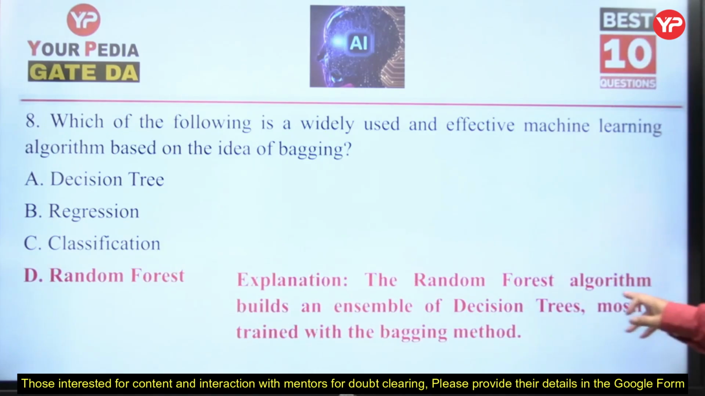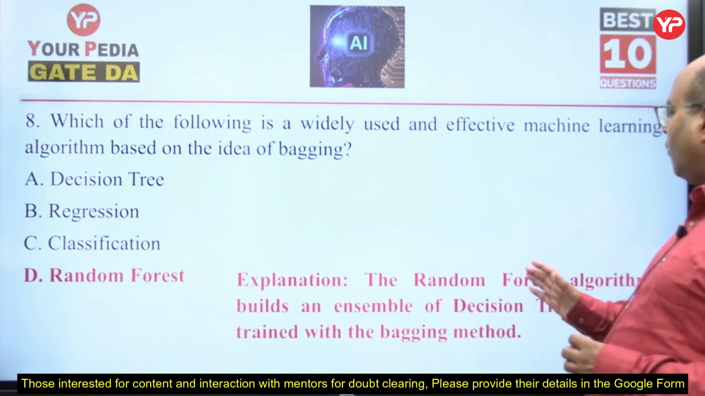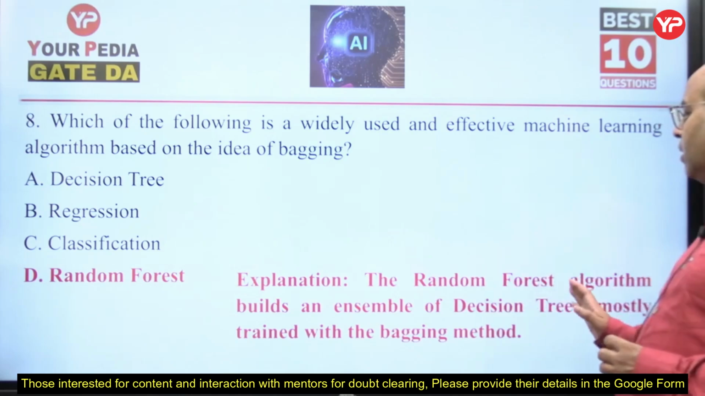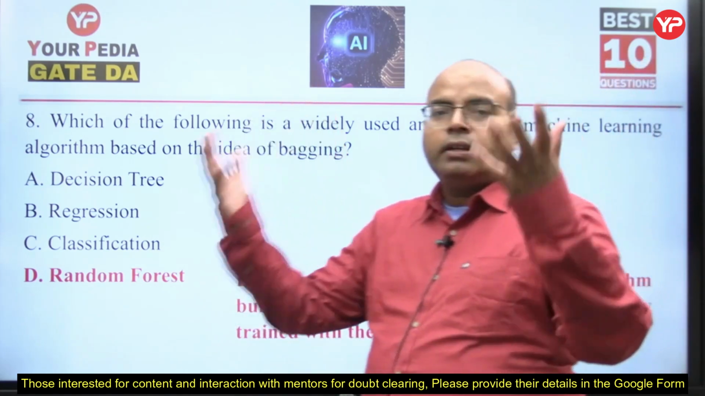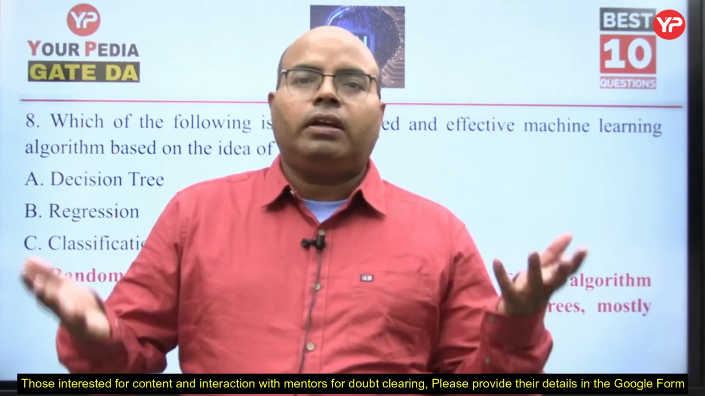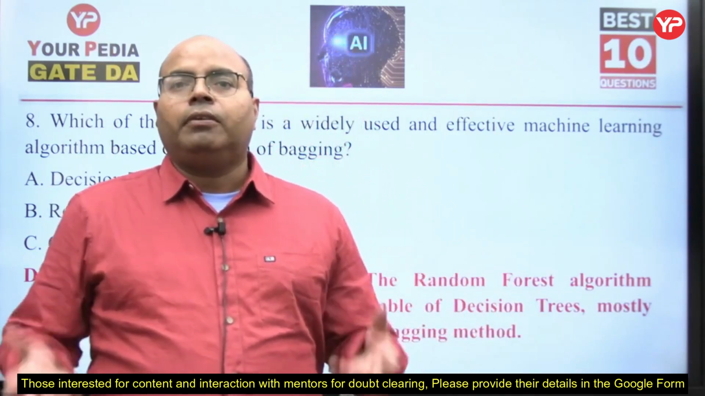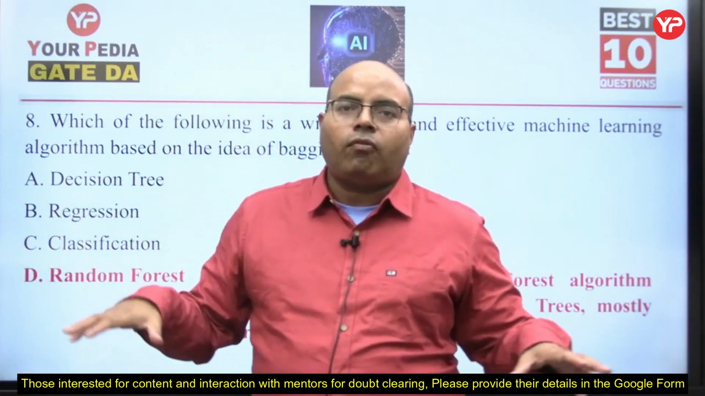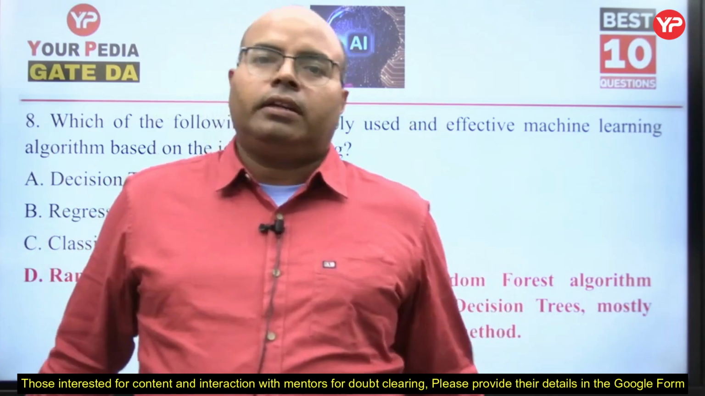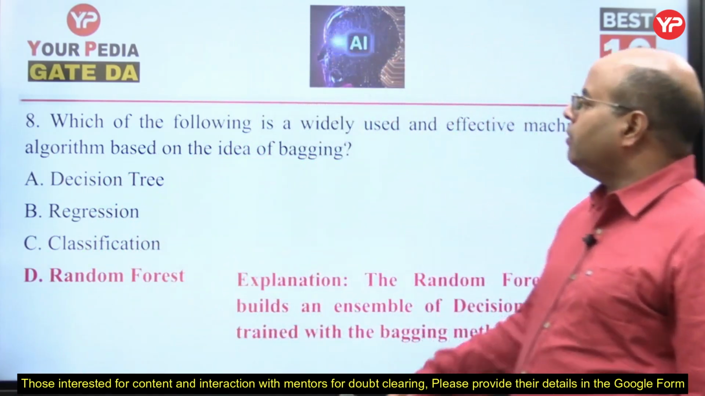The random forest algorithm builds an ensemble of decision trees mostly trained with the bagging method. Random forest itself means there's a forest, a huge number of trees growing, many classification methods we are using, and on that basis, as an ensemble, we are taking the decision. That's the random forest meaning.